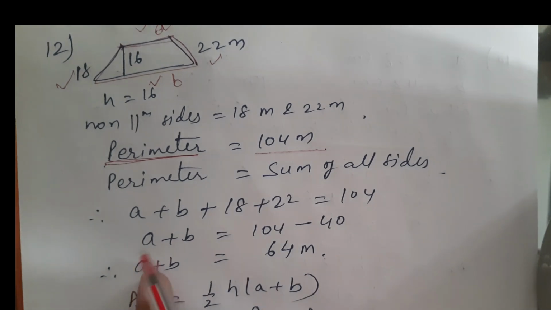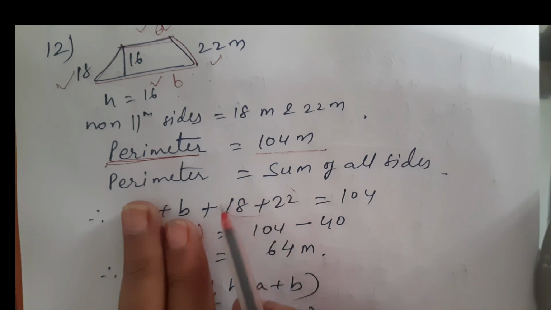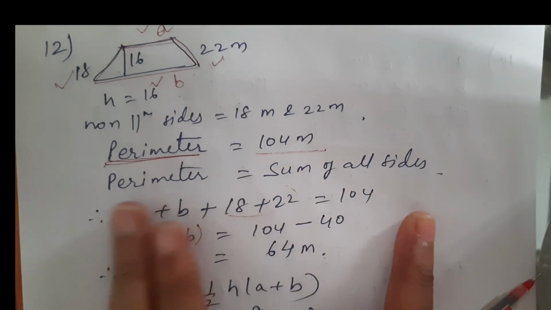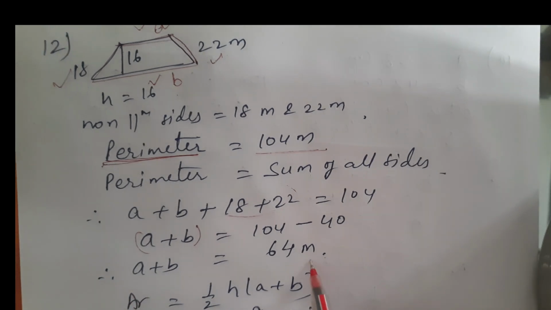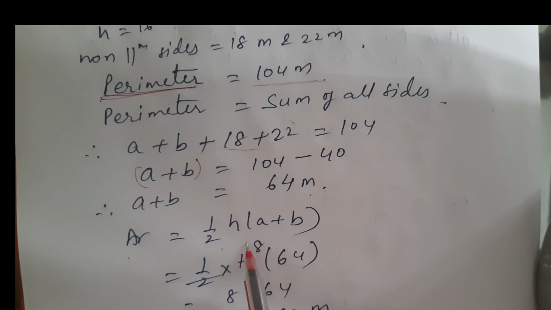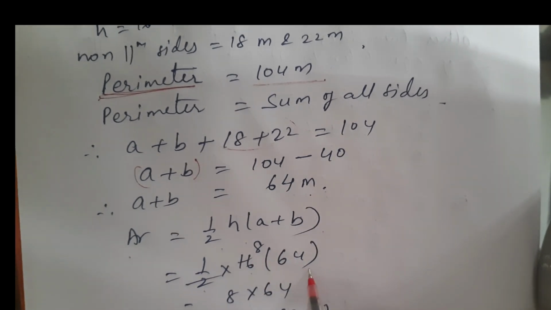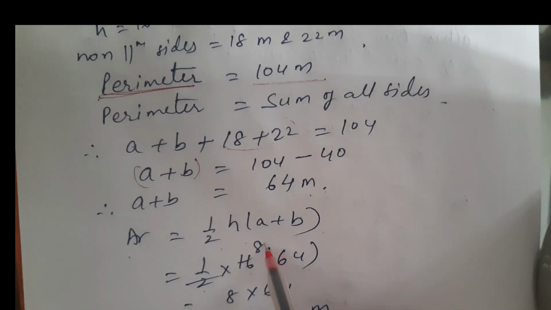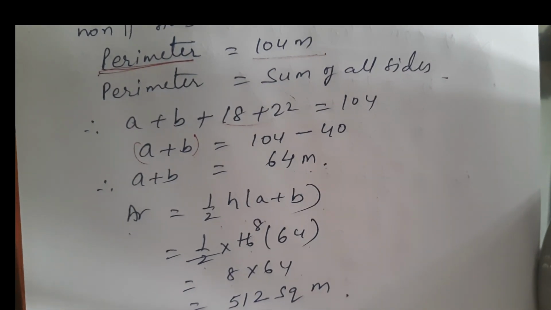104. From here we can find out what is a plus b. Leaving a plus b, add this 18 and 22, which is 40, and shift towards right. So here 104 minus 40 is 64. We got sum of parallel sides as 64. Now apply the formula. Area of trapezium is half height a plus b. Half, height is 16. Sum of parallel sides is 64. Now cancel out 2 8s are 16. Multiply this 8 and 64. We are getting answer as 512. So area of trapezium is 512 square meter.